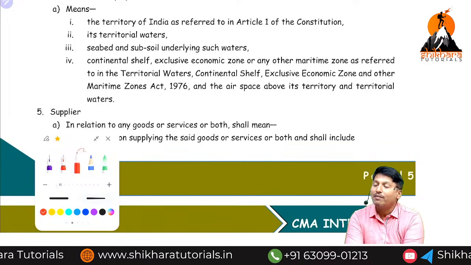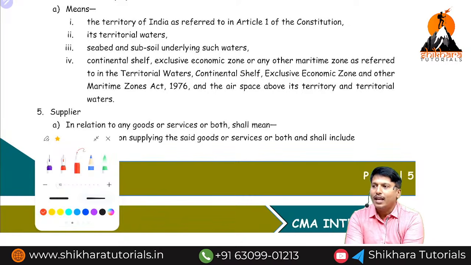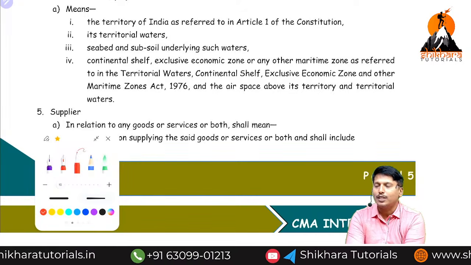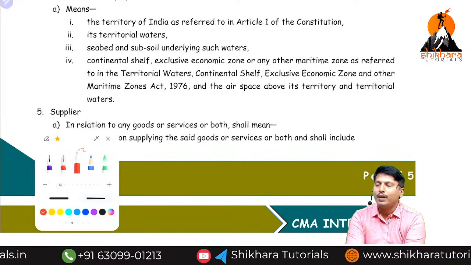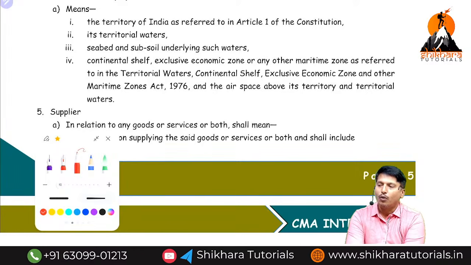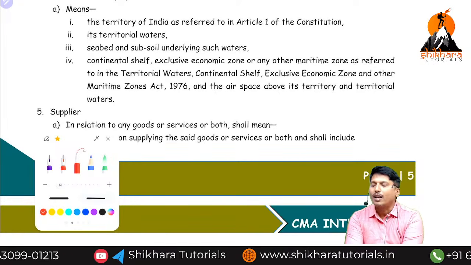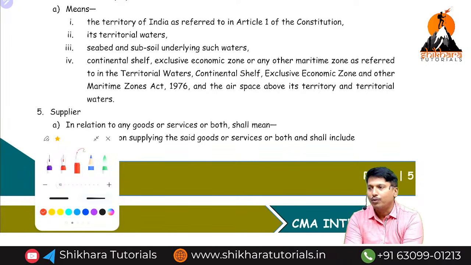Intrastate supply, if they're in a state, CGST plus SGST. If they're in a union territory with the state legislature, CGST plus SGST. Without state legislature, CGST plus UTGST. Compensation cess is levied by the central government on luxury products to compensate the states who are losing revenue.